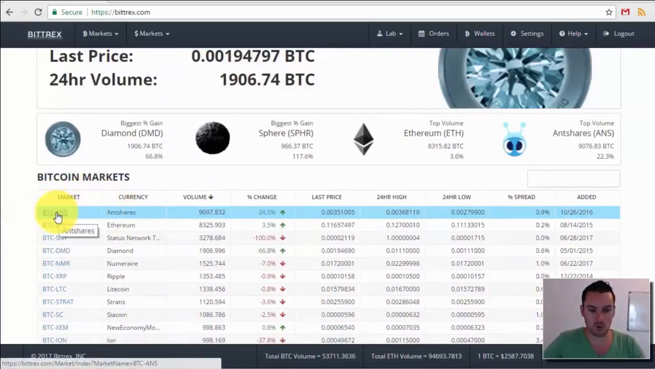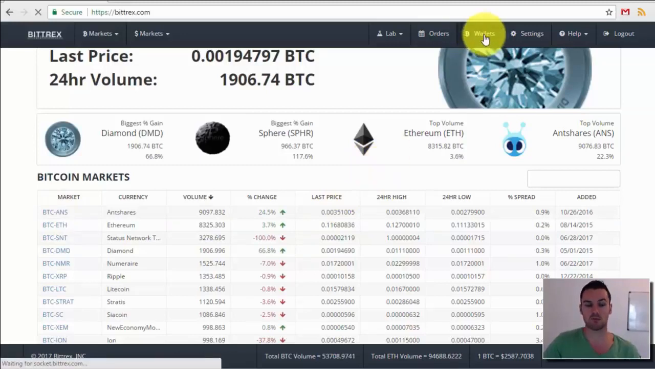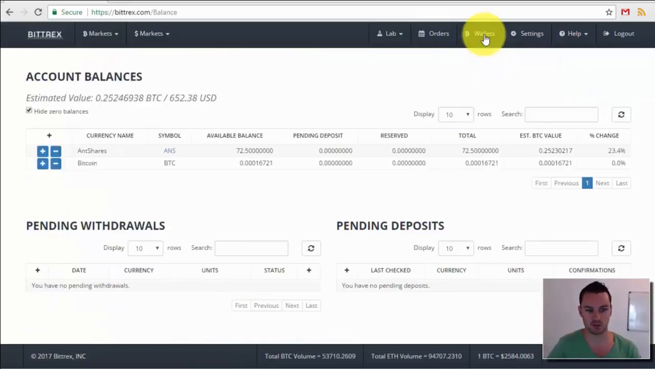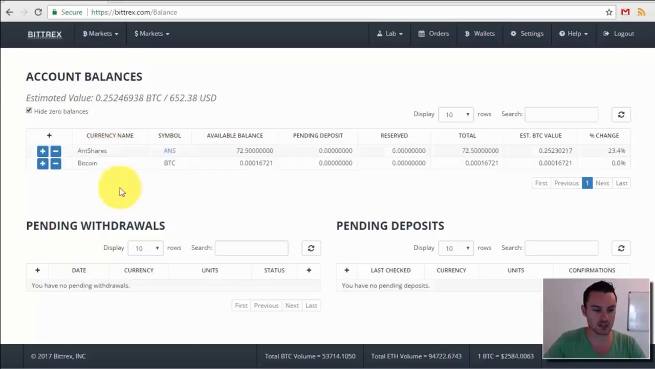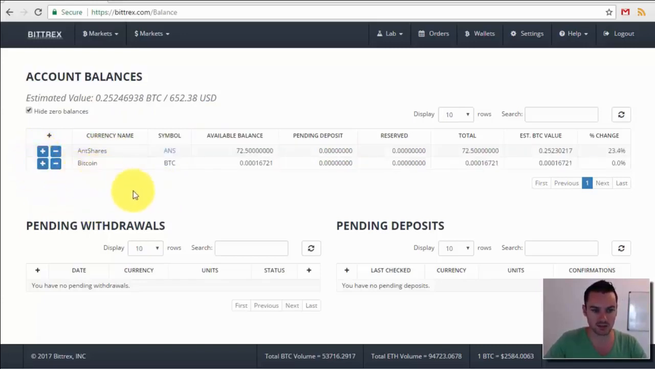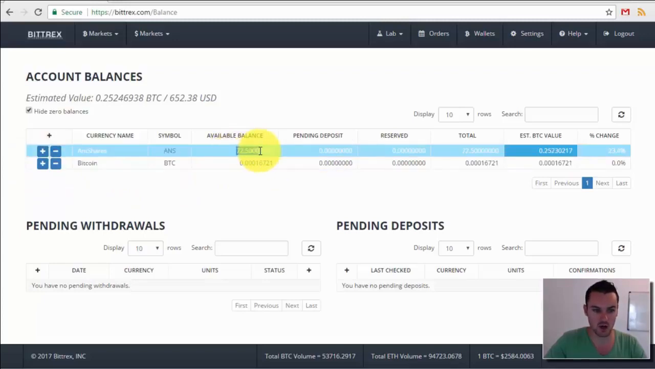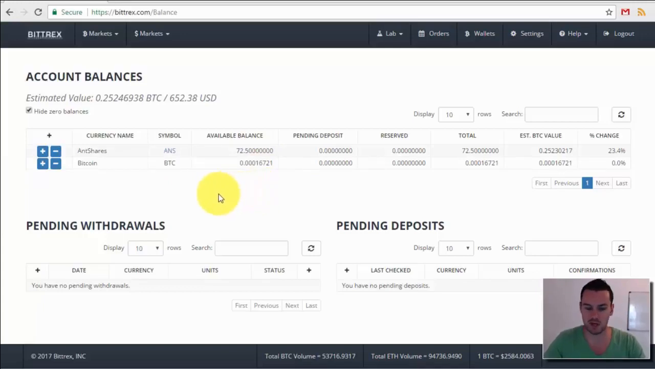The first thing you're going to have to do if you're new is put Bitcoin into Bittrex, so you're going to have something in the account. This is an extremely small account that I have here just for showing you this video. The only real coins that I have in here are Ant shares, 72.5 Ant shares, and the Bitcoin is minimal, probably less than $1 or $2 in there.